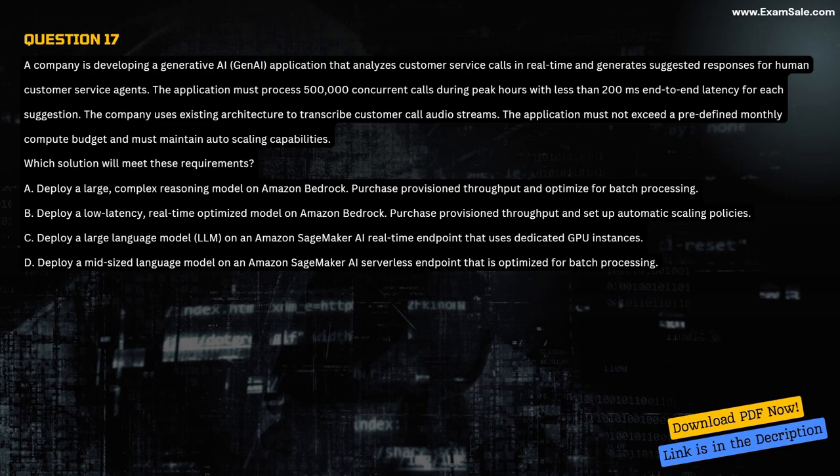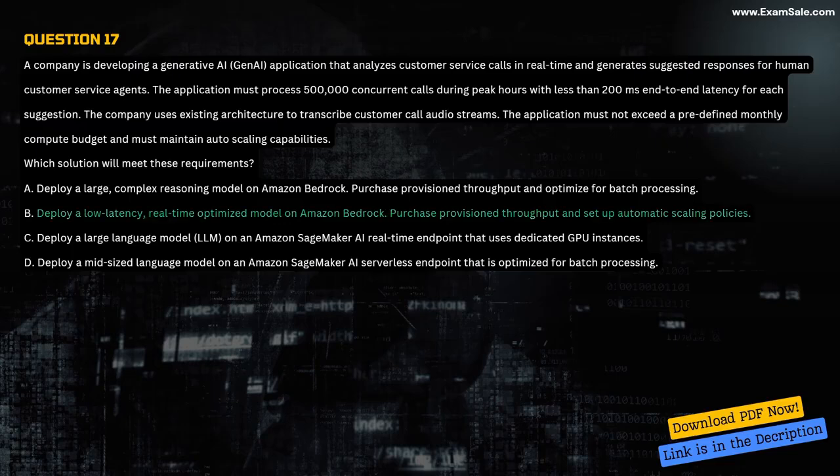A. Deploy a large, complex reasoning model on Amazon Bedrock. Purchase provisioned throughput and optimize for batch processing. B. Deploy a low-latency, real-time optimized model on Amazon Bedrock. Purchase provisioned throughput and set up automatic scaling policies. C. Deploy a large language model, LLM, on an Amazon SageMaker AI real-time endpoint that uses dedicated GPU instances. D. Deploy a mid-sized language model on an Amazon SageMaker AI serverless endpoint that is optimized for batch processing.